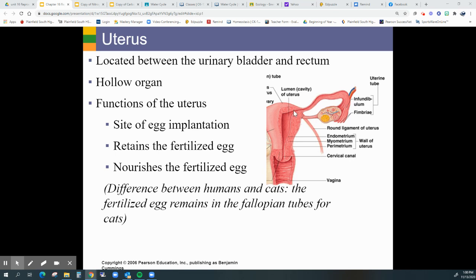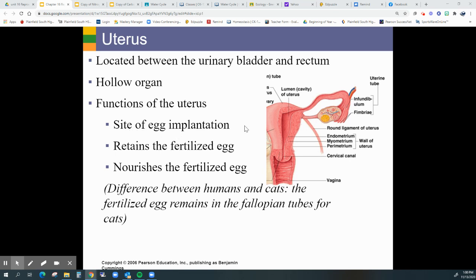It's one of the reasons why when women become pregnant, as this uterus starts to grow, they tend to have to go to the bathroom a little bit more often, because the uterus is putting pressure not only on the bladder, but also on the rectum, and then they usually can't have a bowel movement as easily as they would like to. All right, it's a hollow organ. And it has a couple different functions.